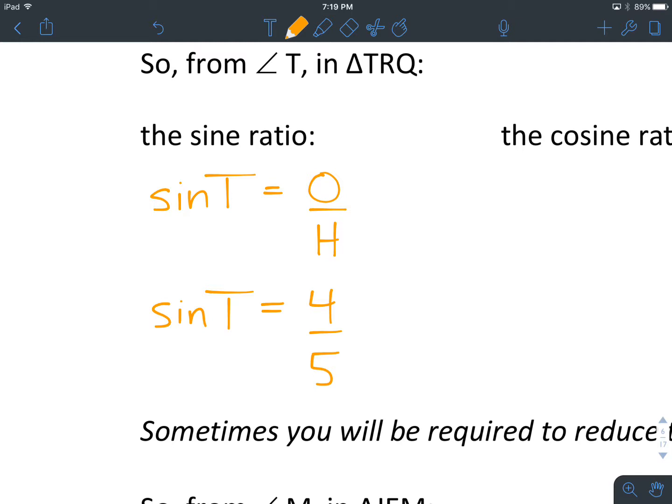I do want to make sure that we're noting that I'm not just writing sine equals 4 over 5. The reference angle right there is a crucial part of this primary trig ratio equation. So I want to make sure that we're always referencing that angle when we're doing our primary trig ratios.